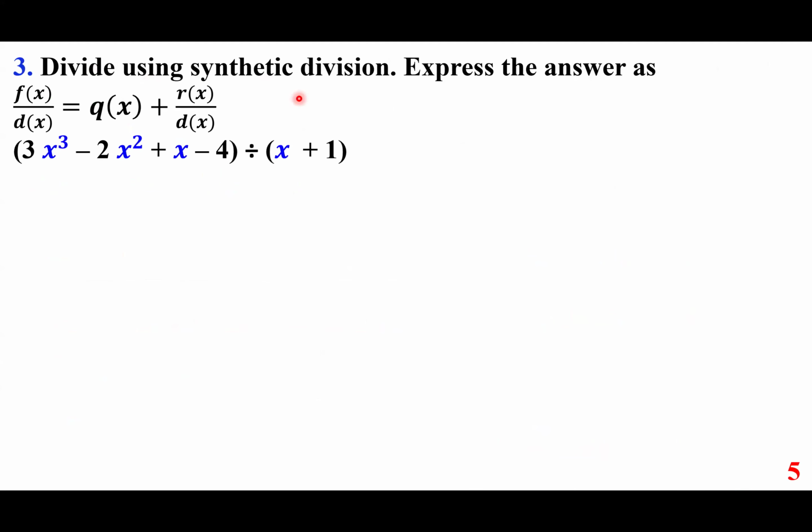Divide using synthetic division, express the answer as f of x over d of x equals q of x plus r of x over d of x. 3x cubed minus 2x squared plus x minus 4, divided by x plus 1.